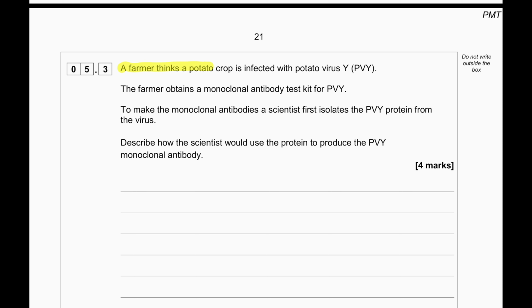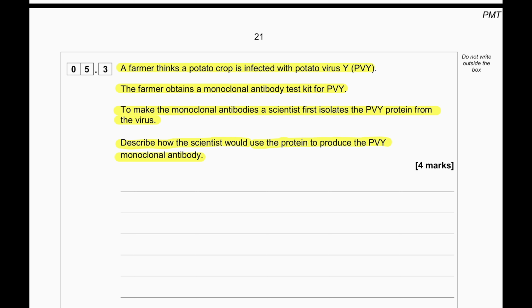A farmer thinks a potato crop is infected with potato virus Y, PVY. The farmer obtains a monoclonal antibody test kit for PVY. To make the monoclonal antibodies, a scientist first isolates the PVY protein from the virus. Describe how the scientist would use the protein to produce the PVY monoclonal antibodies.